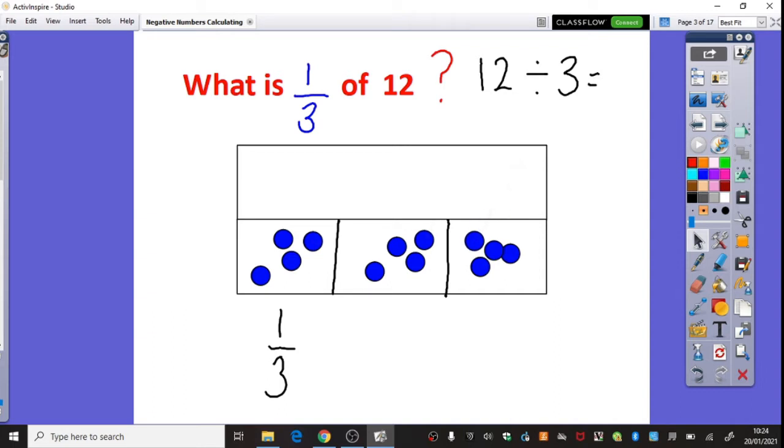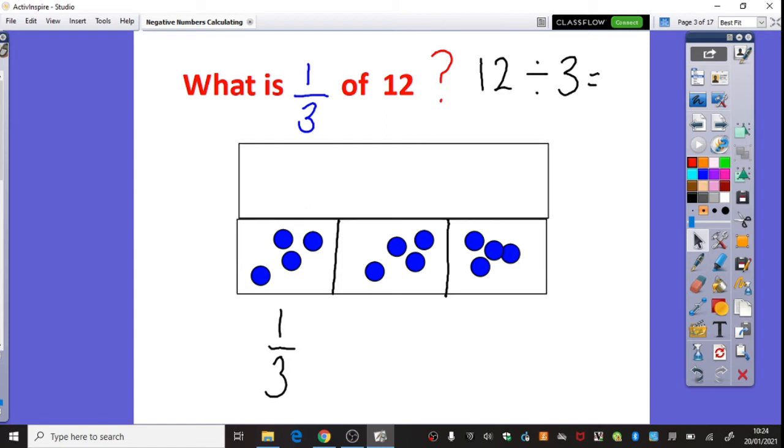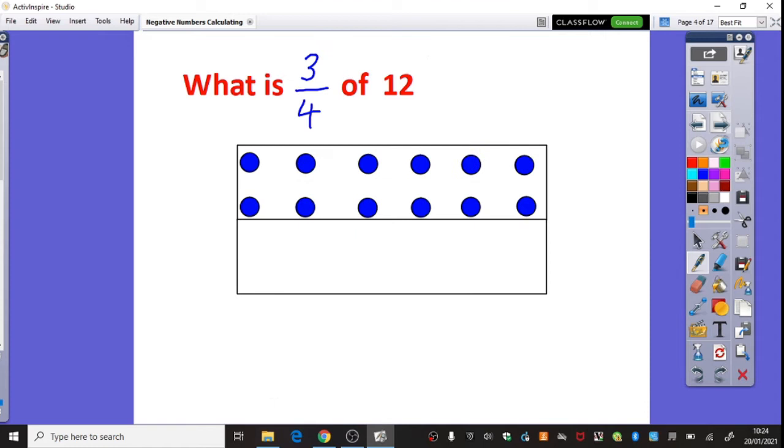If we take 1/3, we can see here that 1/3 is equal to 4. So the answer is 4. So 1/3 of 12 is 4. Now let's have a look at the next question.